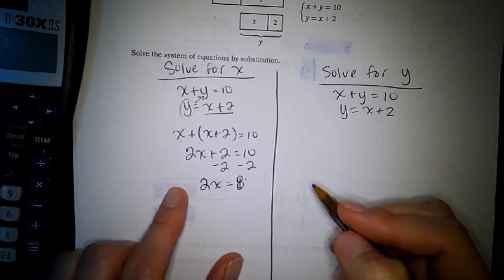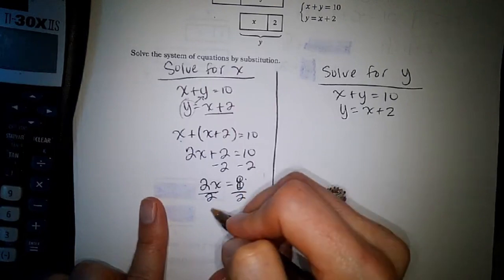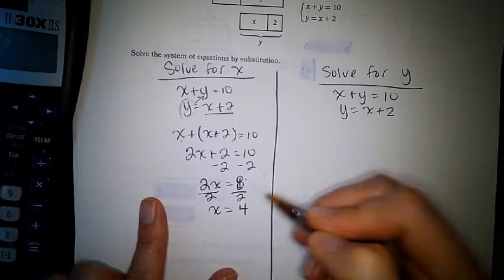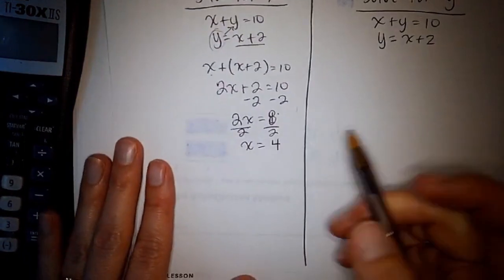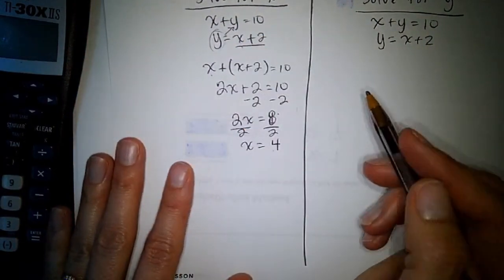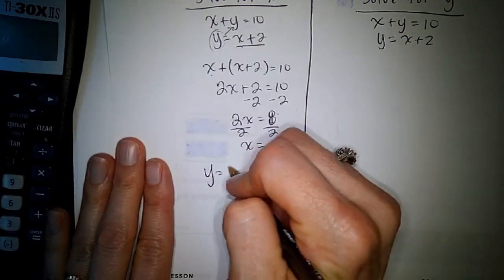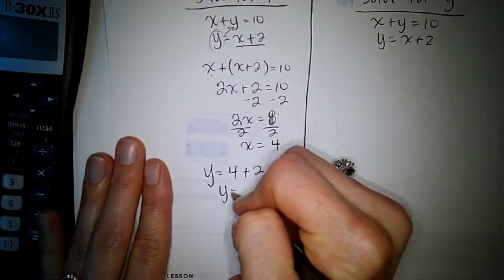I can then take that information and plug it into an equation. Which one do y'all want, the first equation or the second one? Second. Y equals 4 plus 2, y equals 6. So my system is 4, 6. That's my solution. Let's go and solve for the value of y on the right side.